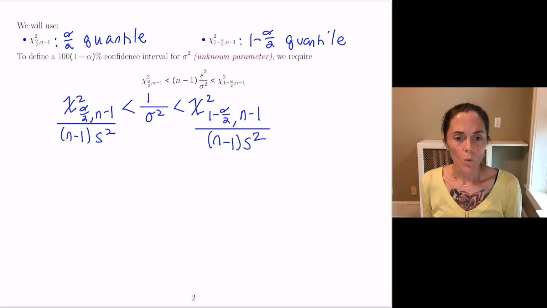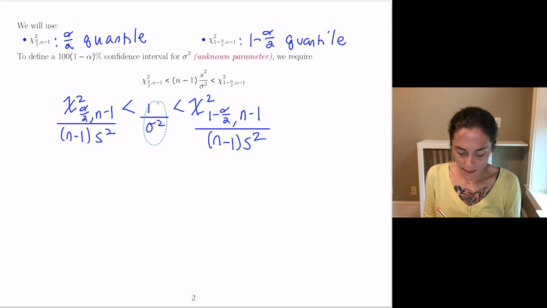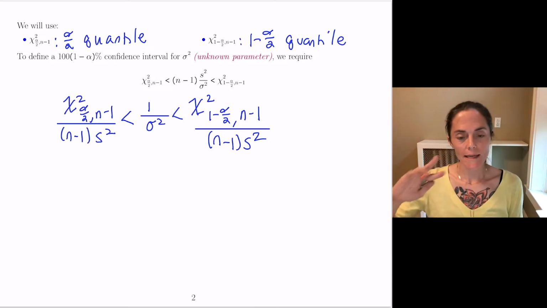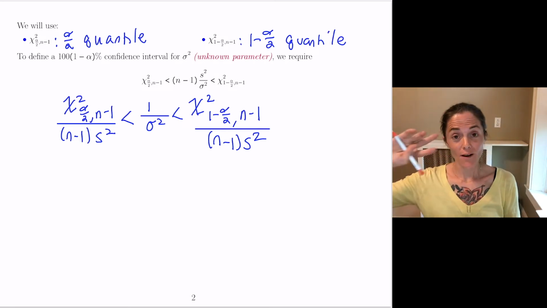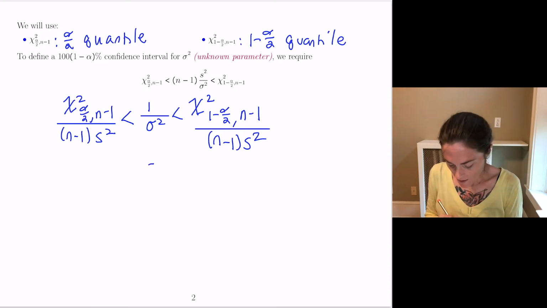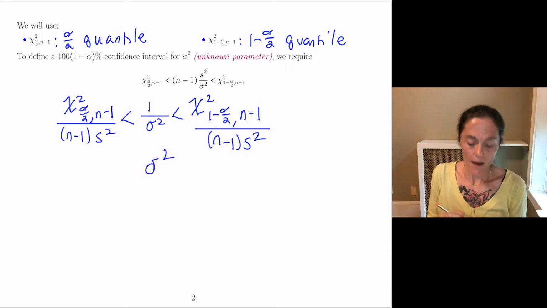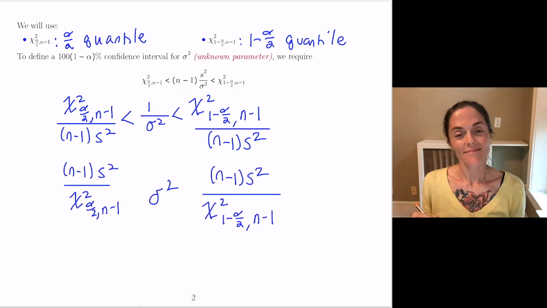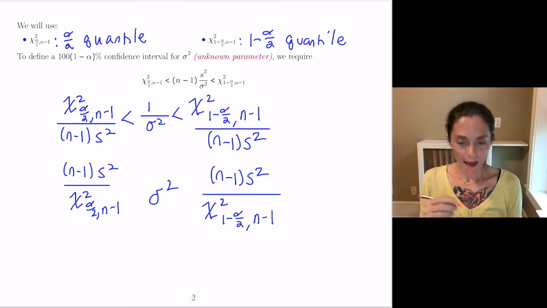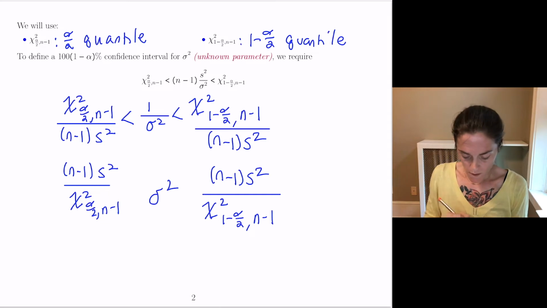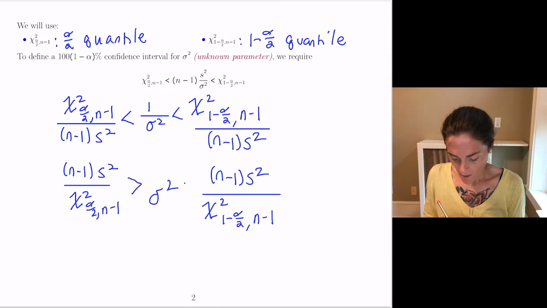Remember, I'm trying to get a confidence interval for sigma squared. And what I have is 1 over sigma squared. So I can just take 1 over, 1 over, and 1 over. On the inside, I'll have sigma squared. Now, let me do some magic with my iPad. What is left is my inequalities change directions. So this will become greater and greater.